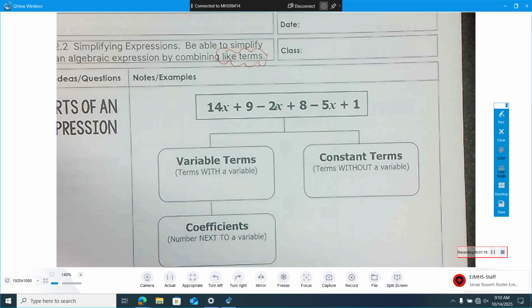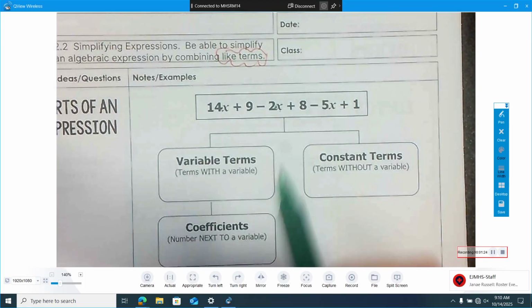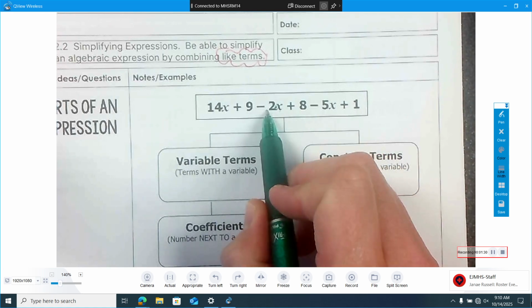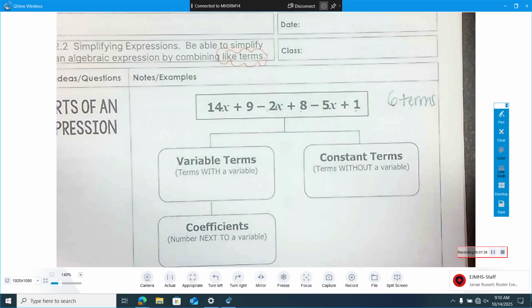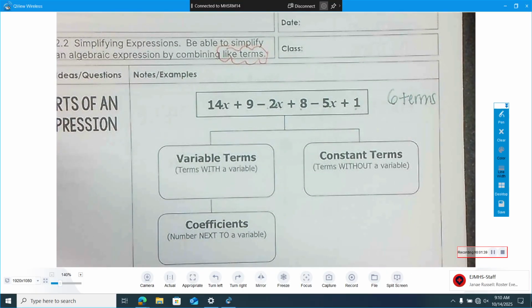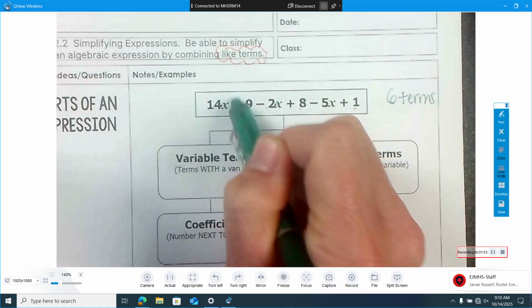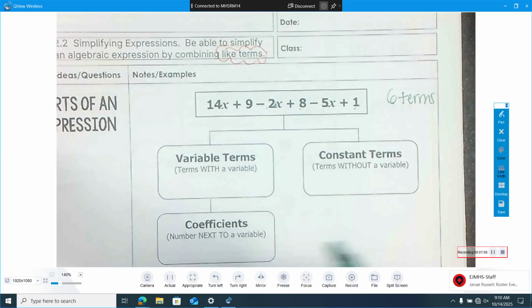So what we want to be able to do is identify all the different terms. You can see this word terms here. In this expression, there are 1, 2, 3, 4, 5, 6 terms. Terms are things that are separated with addition and subtraction, okay? So it's important to be able to count them up. They can be very useful to be able to count all the individual terms. Do you see 6? I've got this one here, and then the 9, and then the -2x, and the 8, and the -5x, and the 1. There's 6 of those terms.